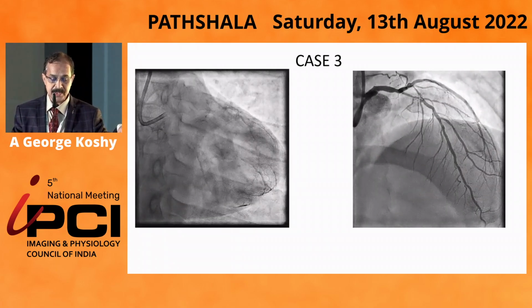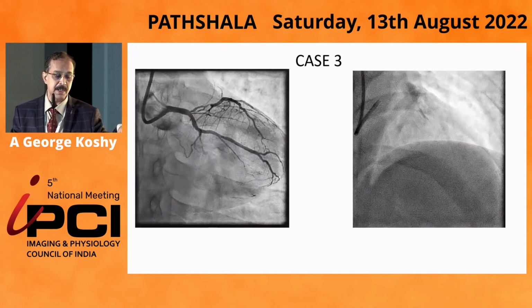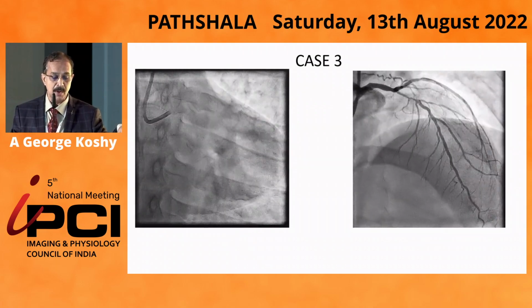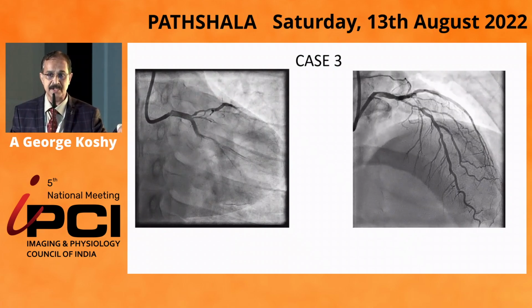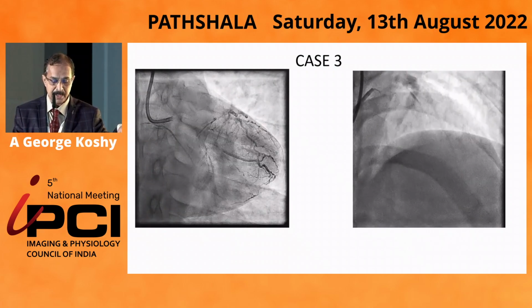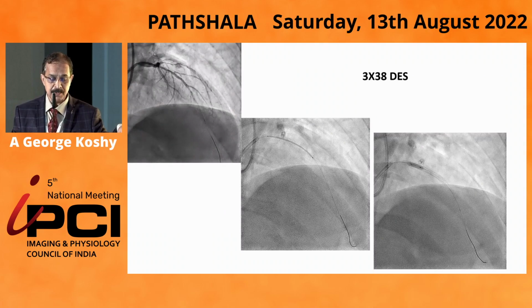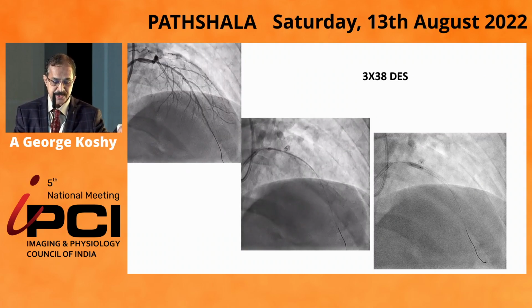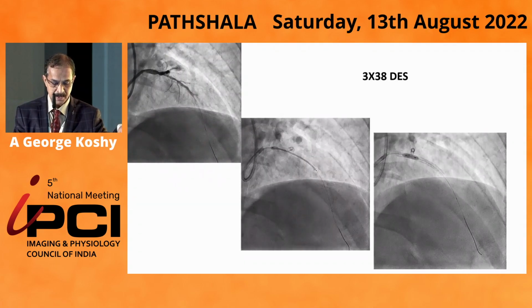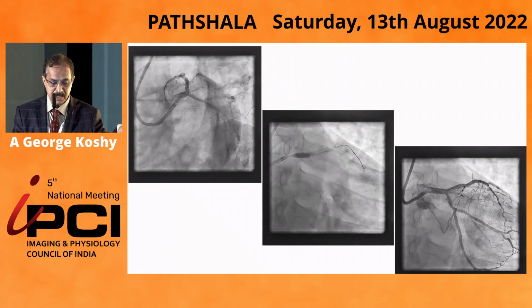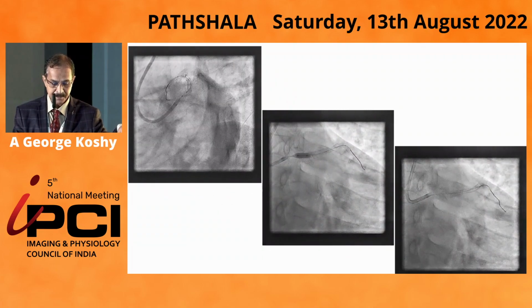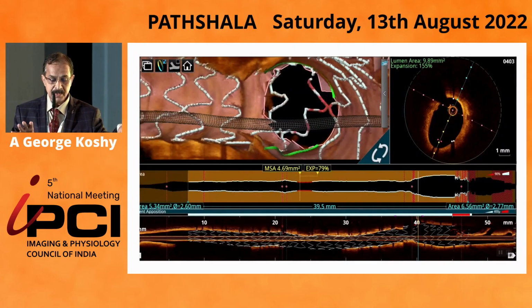The third case, again the same thing. LM looks fairly normal. The circ looks normal. The ostium looks normal. So naturally it will be a single stent strategy from the LM into the LAD. After preparing the vessel well, stented with a 3x38 drug-eluting stent, post-dilated, and optimized proximally. And this is what is shown.